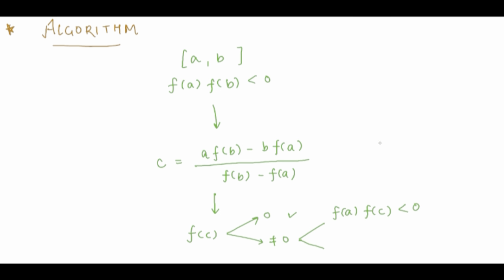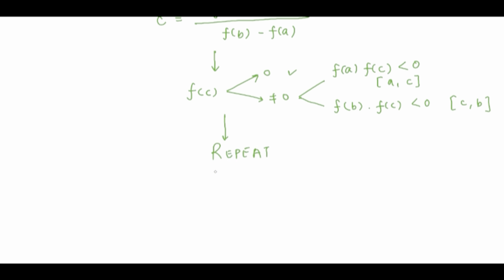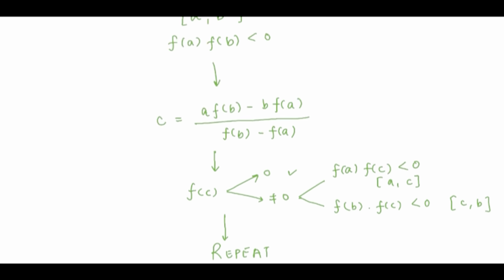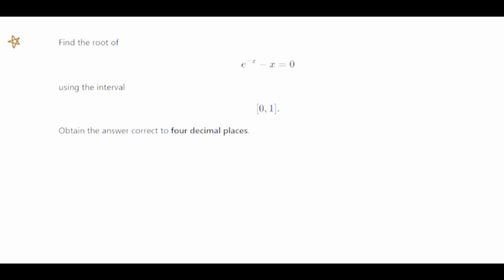FA·FC is lesser than 0, then you need to replace B equals C. Then the new interval will be A to C. Else, you get FB·FC lesser than 0, then you need to replace A equals C. Then the new interval becomes C to B. And you need to repeat until the stopping criteria is satisfied.